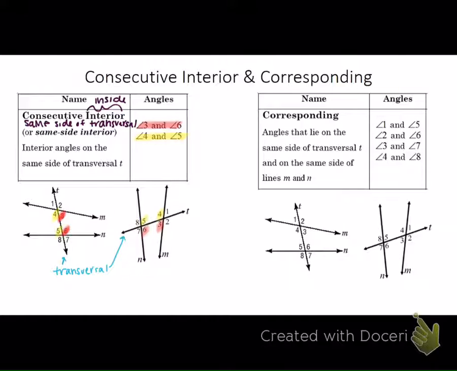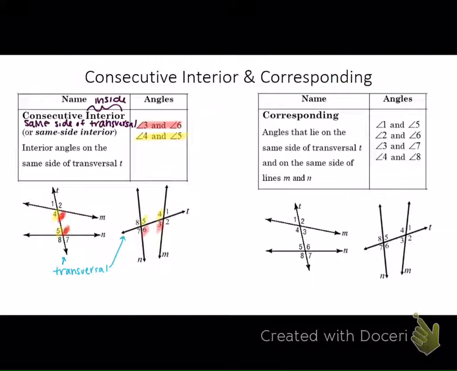Okay, corresponding angles. I kind of think about this one as, did any of you guys ever play Foursquare when you were kids? You know how there's positions in Foursquare? So you're in the same position is what I think of as corresponding. If you're talking about this being a Foursquare here and this being a Foursquare here, 1 is in the same position as 5. 2 is in the same position as 6, 4 is in the same position as 8, and 3 is in the same position as 7. So it's being in the same spot as the other one, but it's on a different line. So corresponding I think of as same position.